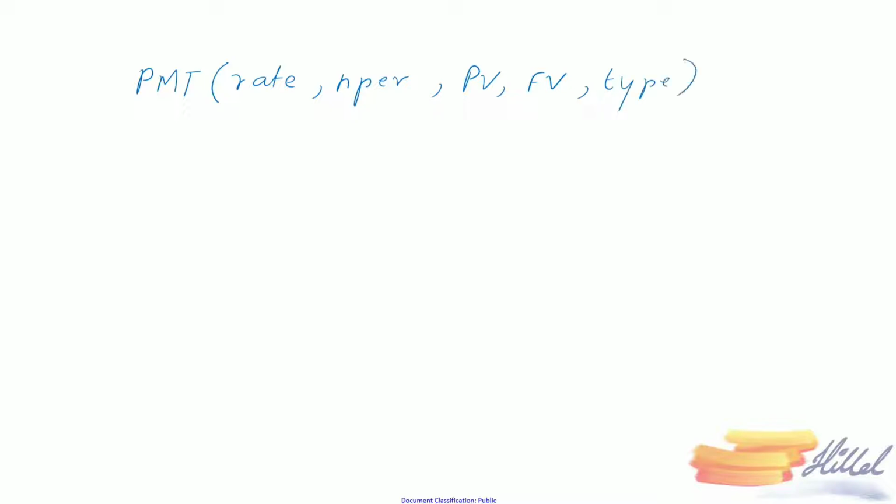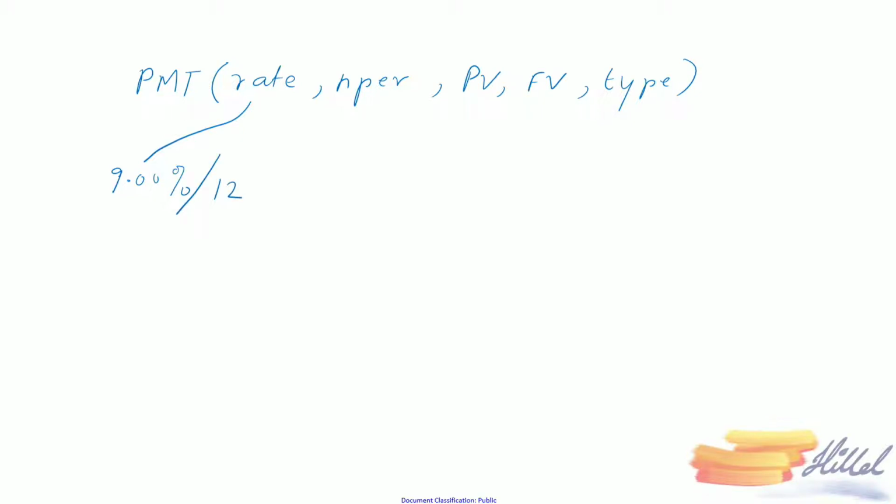The rate is nothing but what rate of interest is there on your loan. Suppose you have a 9% interest rate, and this is yearly. If you want to have equated monthly installments, then obviously you should divide this by 12.